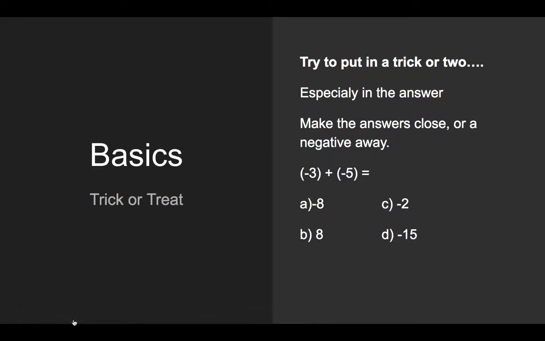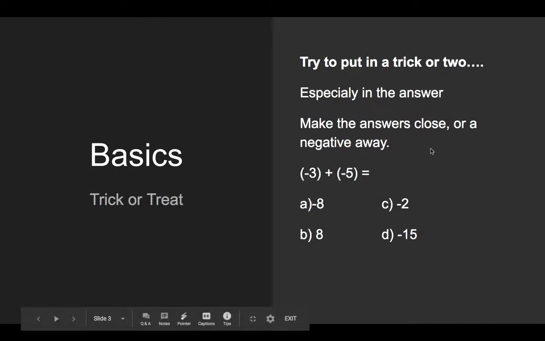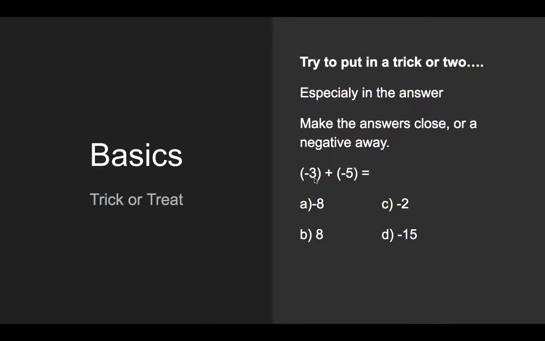Next one, trick or treat. Try to put a trick or 2 into your exams. So make the answers close, or just make it a negative away. Here's a really simple problem: -3 plus -5. This is adding integers. The answer is going to be same sign, keep the sign. 3 plus 5 is 8.